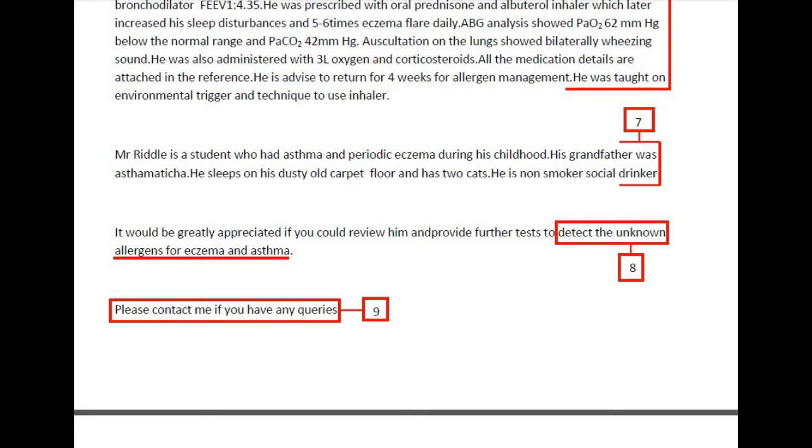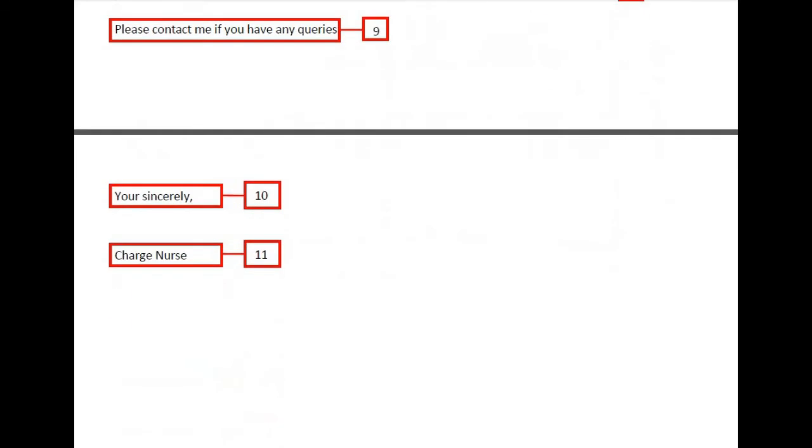In the last paragraph, the writer says it would be greatly appreciated if you could review him and provide further tests to detect the unknown allergens for eczema and asthma. The writer can simply write to detect the allergens instead of beating around the bush. In the sign-off, the writer should use yours instead of your in Yours sincerely. Charge nurse is written correctly.